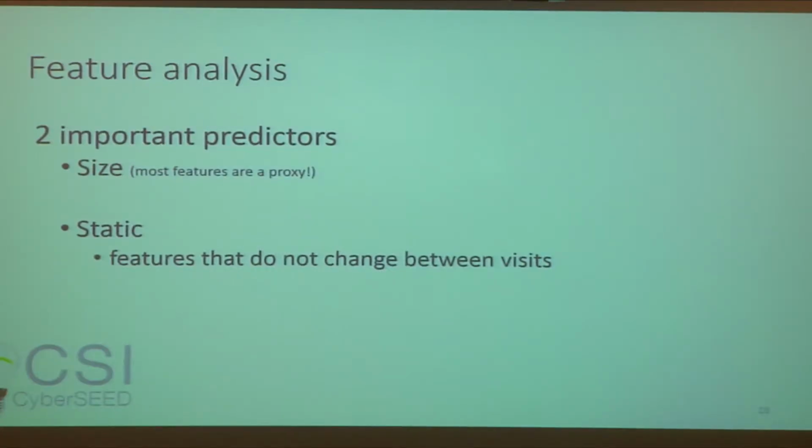We find that there are two important predictors for failure here. The first is the size of the site, and we also see that a lot of the features that are used by these classifiers are proxies for size. And the second is staticness. That is, features don't change between visits, or if they do change between visits, they're much more likely to be hidden. For the purpose of the time and for this talk, I'm just going to focus mostly on size. I have a paper at CCS if you want to read more about static and dynamism.